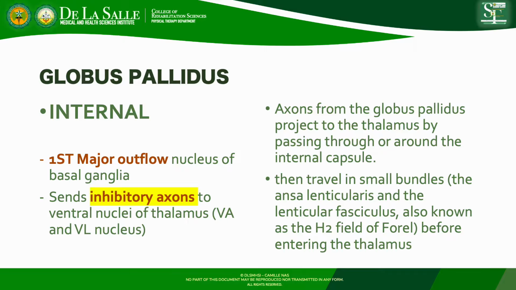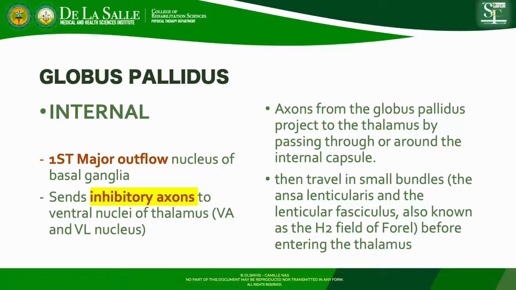Next is the globus pallidus. We have first the internal. This is the first major outflow nucleus of the basal ganglia. It sends inhibitory axons to the ventral nuclei of the thalamus. What I want you to remember is the basal nuclei communicates with the thalamus via the globus pallidus. The globus pallidus, specifically internal, is always inhibitory to the thalamus. The axons from the globus pallidus project to the thalamus, specifically again to the ventral nuclei, the ventral anterior and ventral lateral nucleus of the thalamus.